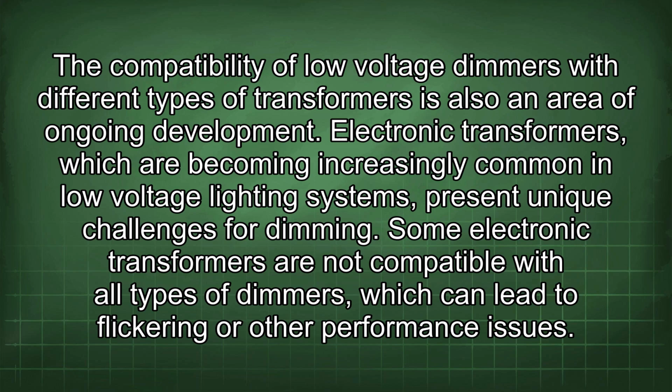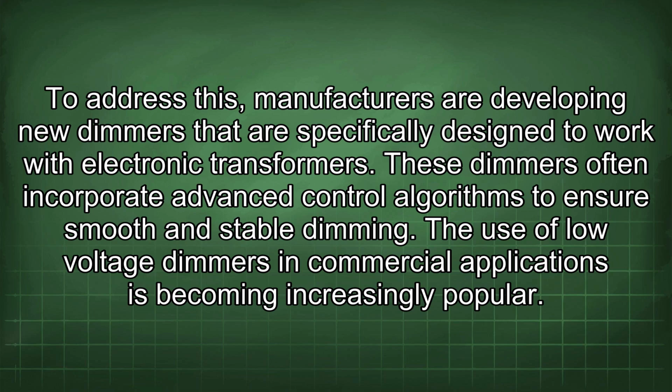The compatibility of low-voltage dimmers with different types of transformers is also an area of ongoing development. Electronic transformers, which are becoming increasingly common in low-voltage lighting systems, present unique challenges for dimming. Some electronic transformers are not compatible with all types of dimmers, which can lead to flickering or other performance issues. To address this, manufacturers are developing new dimmers that are specifically designed to work with electronic transformers. These dimmers often incorporate advanced control algorithms to ensure smooth and stable dimming.